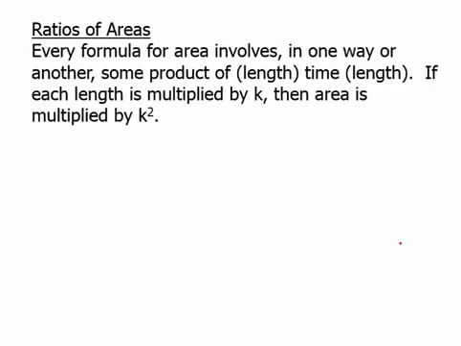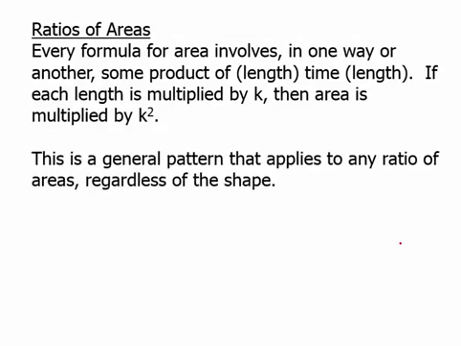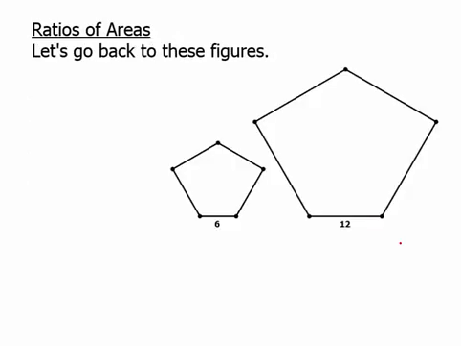For every formula involving area, one way or another, it involves a product of the length times the length. If you think about all the area formulas, 1/2 base times height, or s squared, or pi r squared, all of them involve a length being multiplied by a length. And if each length is multiplied by k, then length times length will give us an extra factor of k squared. The area will be multiplied by k squared. This is a general pattern that applies to any ratio of areas regardless of the shape.